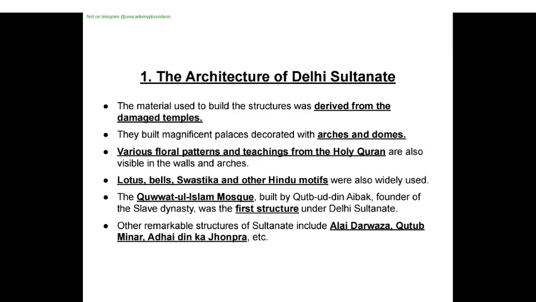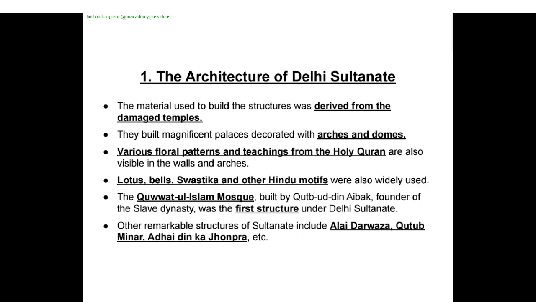The architecture of Delhi Sultanate. The material used to build the structures was derived from the damaged temples. They built magnificent palaces decorated with arches and domes. Various floral patterns and teachings from the Holy Quran are also visible in the walls and arches. Lotus bells, swastika, and other Hindu motifs were also widely used.